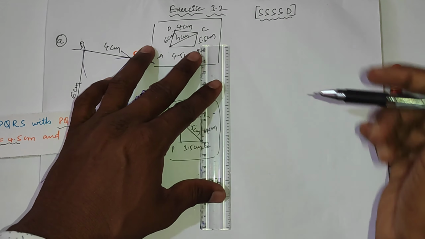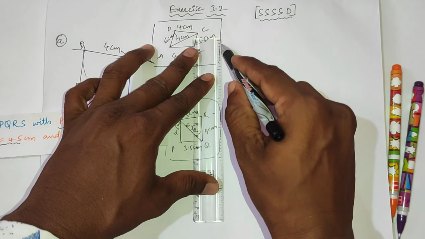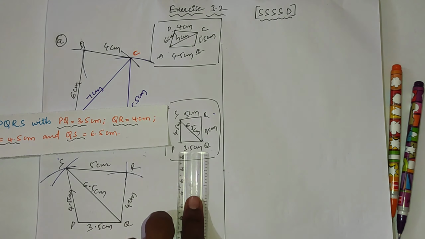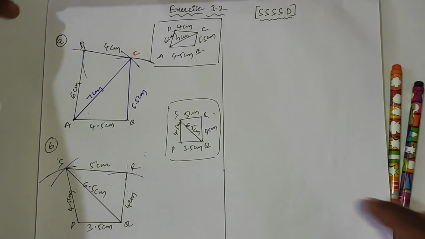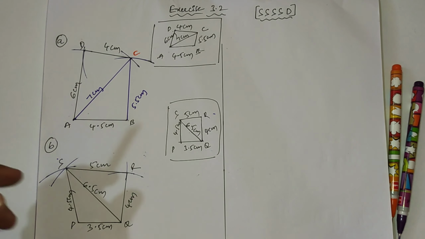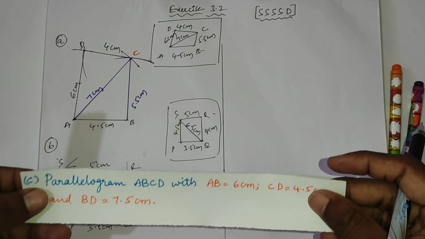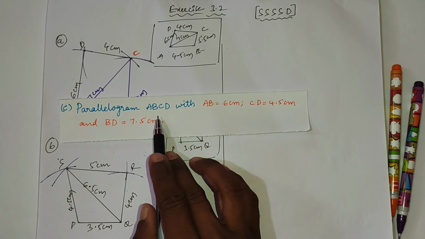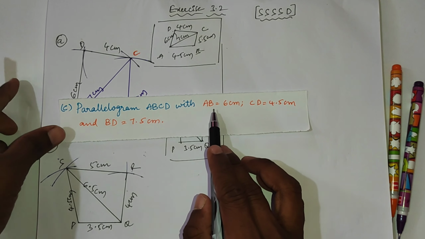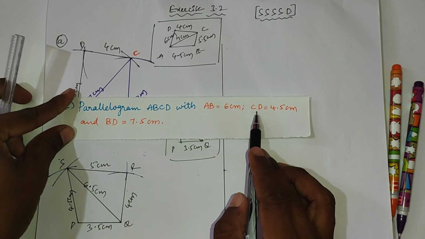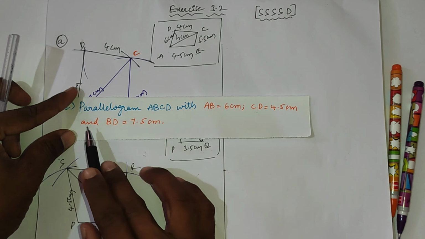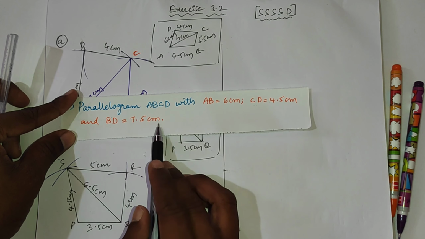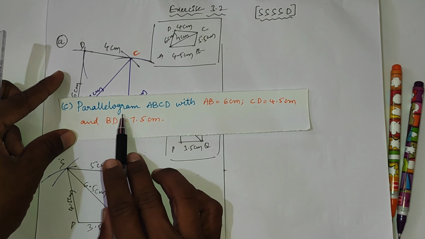So here only we will do the remaining ones also. So two are completed, right? Now the third one. The question is: construct a parallelogram ABCD with AB 6 centimeters, CD 4.5 centimeters, and BD 7.5 centimeters. So what is given here?